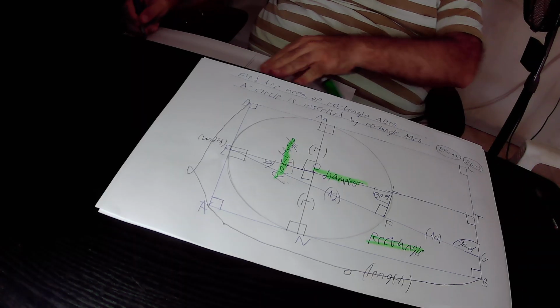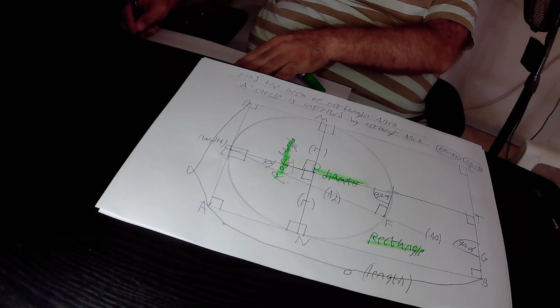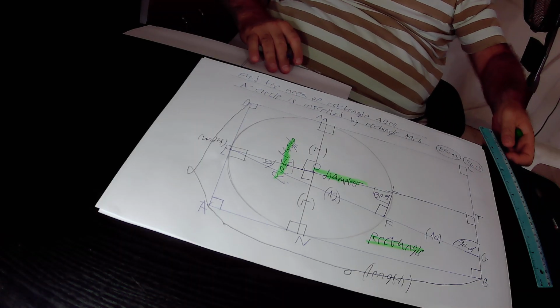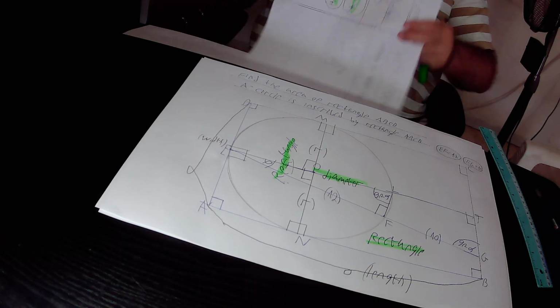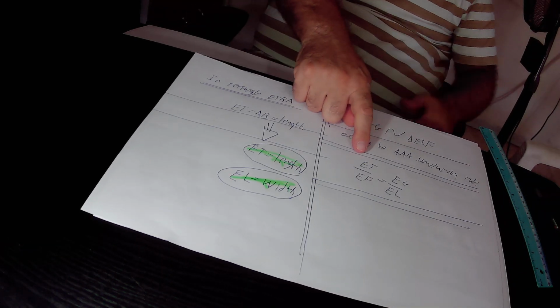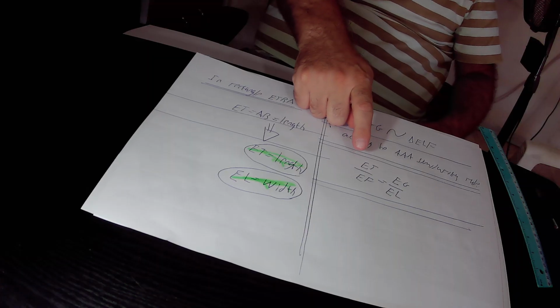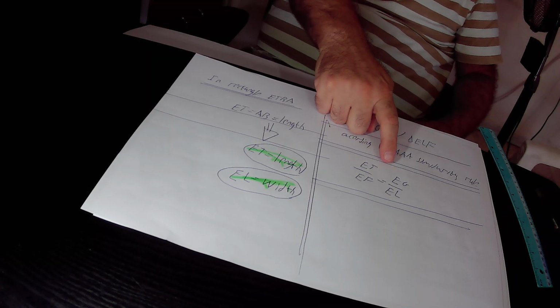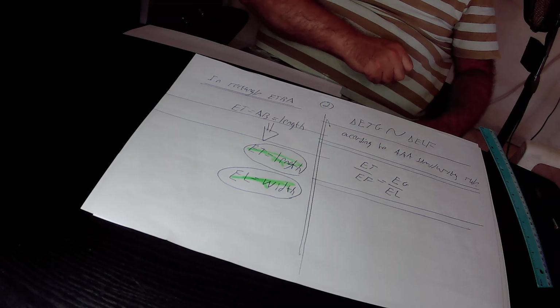So repeat again. From the fact that those two right triangles are similar to each other, we derive that the following relationship exists between their sides. We derive that side ET of the big right triangle ETG over side EF of the small right triangle ELF is equal to side EG of the big right triangle ETG over side EL of the small right triangle ELF.